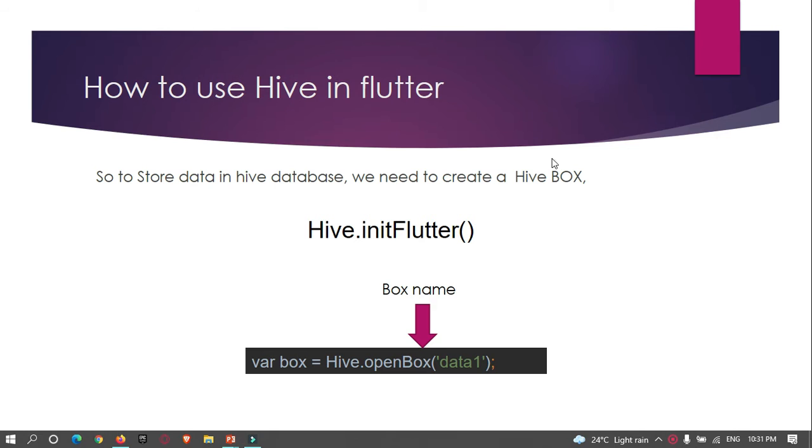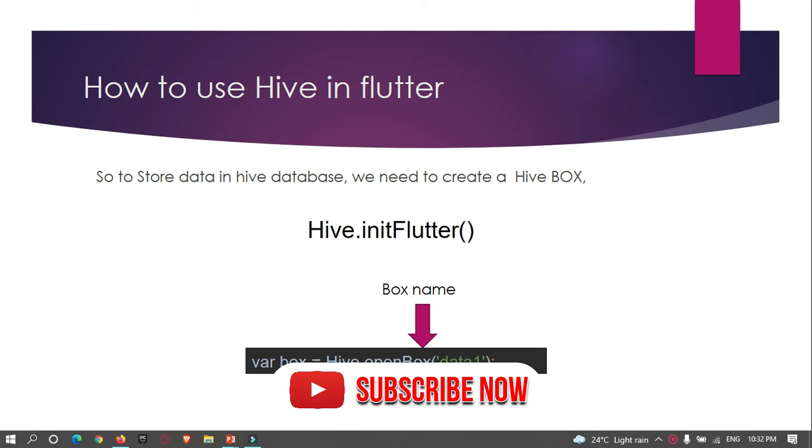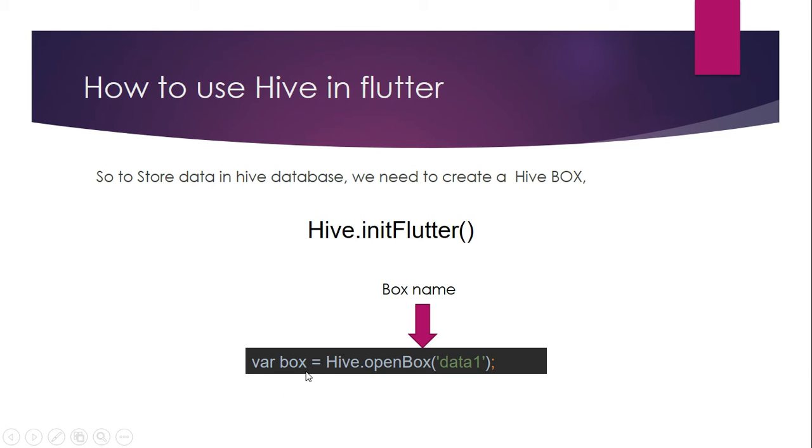After that we can create boxes where we are going to store the data. Here a box is something we can compare with SQL database. In SQL database we store the data in a table, and in Hive we store the data in a box. So we are just creating a box, and in that box we are going to store the data. Now we have an object, box, which is of type opened box.